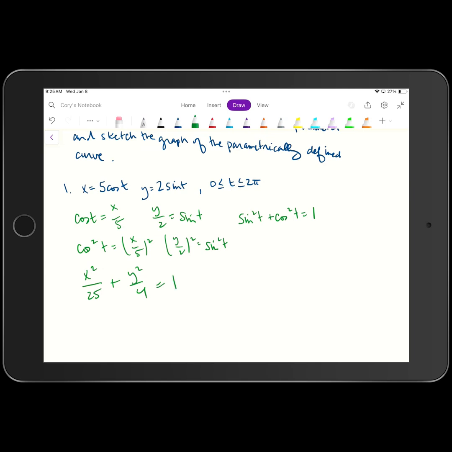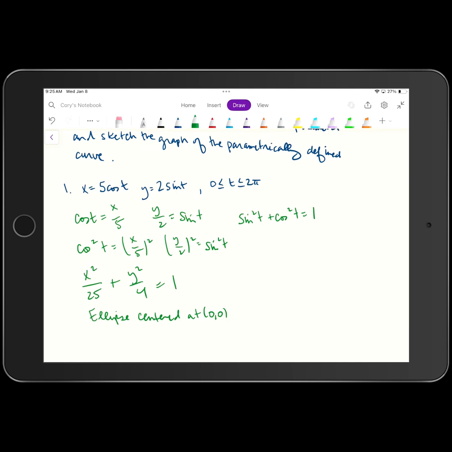And hopefully that is a more recognizable equation for us. This is actually the equation of an ellipse, which is centered at the point (0, 0).